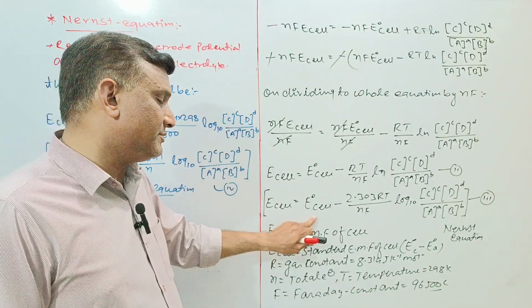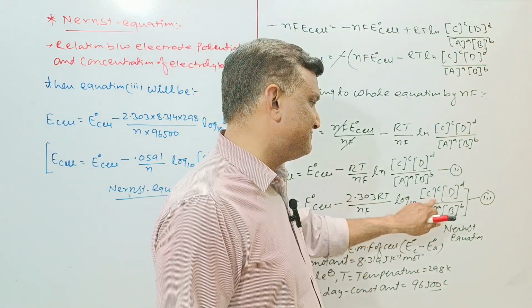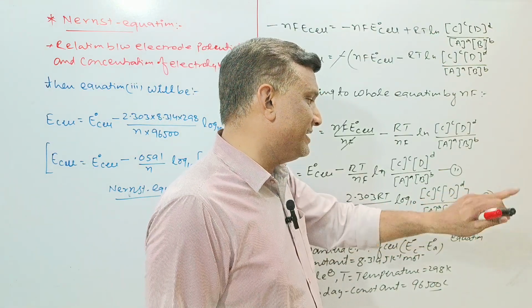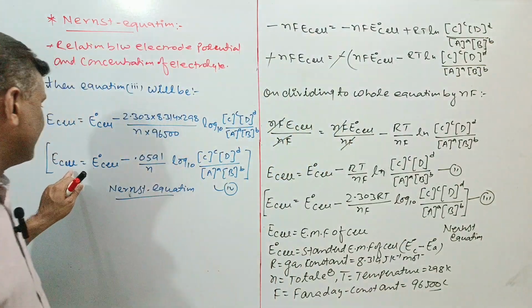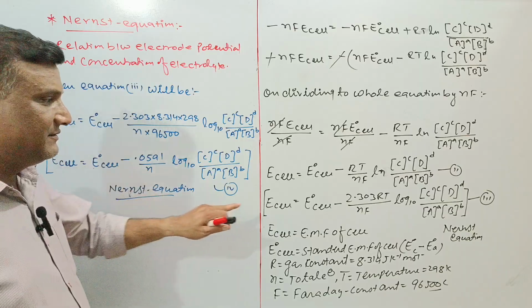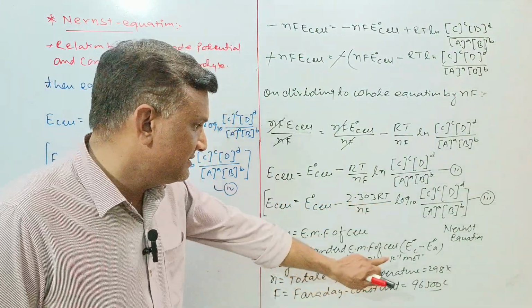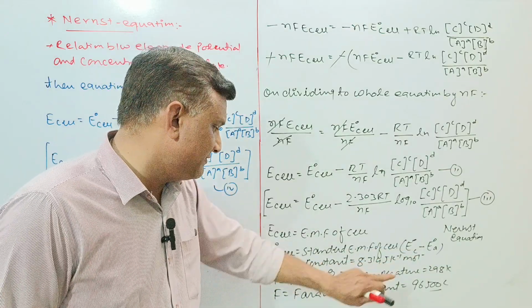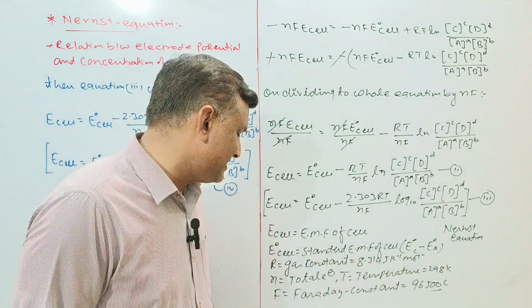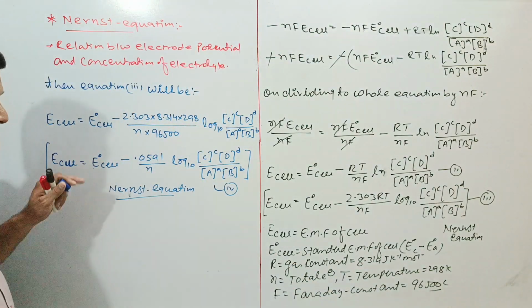E cell is equal to E naught of cell minus 2.303 RT upon NF log to base 10 of C to the power c, D to the power d, over A to the power a and B to the power b. While the other is E cell is equal to E naught of cell minus, on solving these values of R, T, and F, where R is 8.314, T is 298 Kelvin, and F is the Faraday constant, then the value will be as follows.